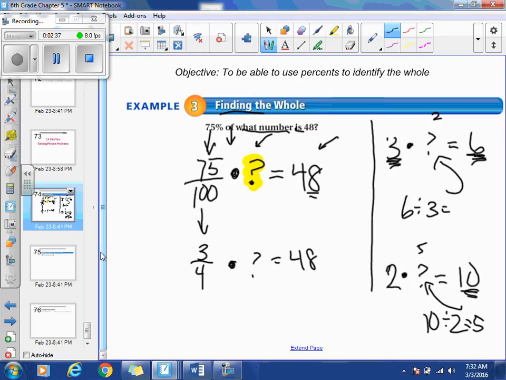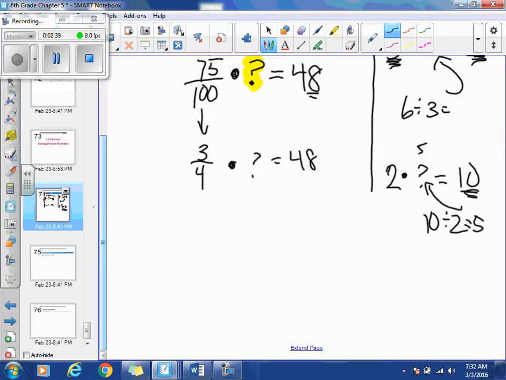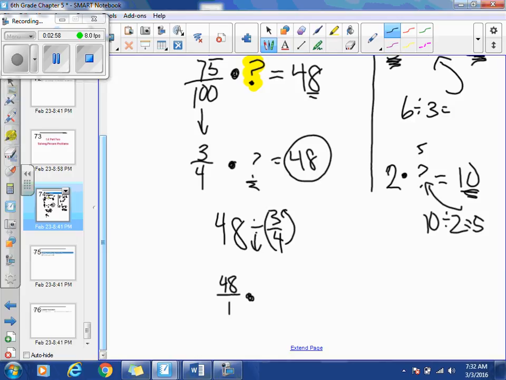We don't know 3/4 times what to get 48. So to find out, we could take 48 and divide it by 3/4 to find out what that missing number is. So 48 divided by 3/4, let me write 48 as a fraction. I'm going to change my division to multiply, and I'm going to use the reciprocal of the fraction that comes next. So that becomes 4/3.